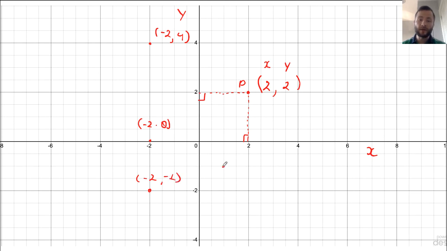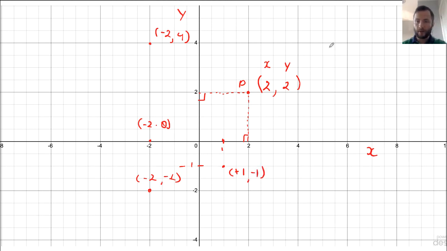For this point over here, it would be halfway between 0 and 2 on the horizontal axis. So the number corresponding to that point is equal to 1. And the same thing over here, that would be -1. So the coordinates of this point are +1, -1. +1 on the x-axis, -1 on the y-axis.